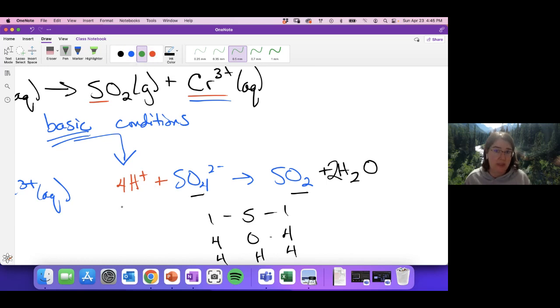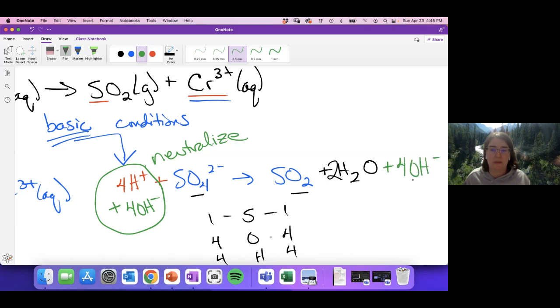So I am going to add something, but whatever I add next, I'm going to add it to both sides so that I keep my elements balanced. So I'm going to add 4 hydroxides. The whole goal is to neutralize whatever that was and keep everything balanced. So we add to both sides. It's the only time that we do that, and only if we have to balance in base. If you had to balance in acid, we wouldn't worry about it. We'd already be done. But since we're balancing in base, we're also not done yet.